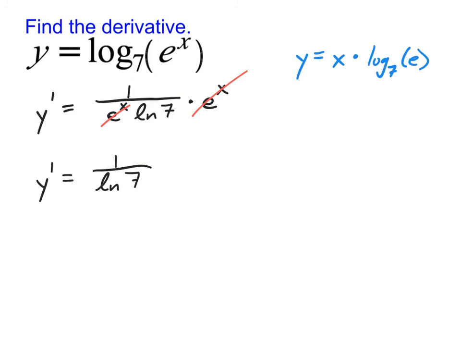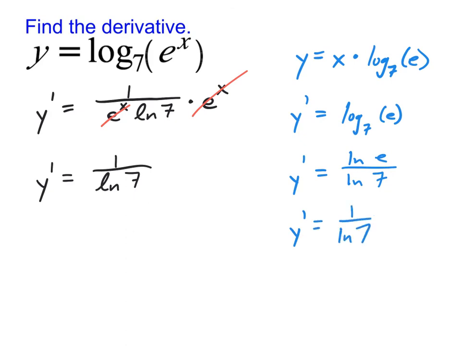Now, why that then gives us this? That actually comes back to the change of base formula. Because if I were going to calculate this, actually I want to go down this road. I want to finish this out. So y prime here equals log base 7 of e. If I wanted to actually calculate that value, I would then have to do the natural log of e over the natural log of 7. That's change of base formula. And that's why it would equal 1 over natural log of 7. So, yes, it could also have been done another way.